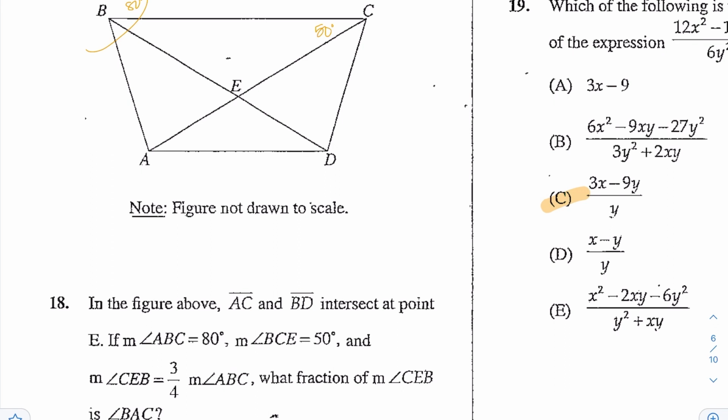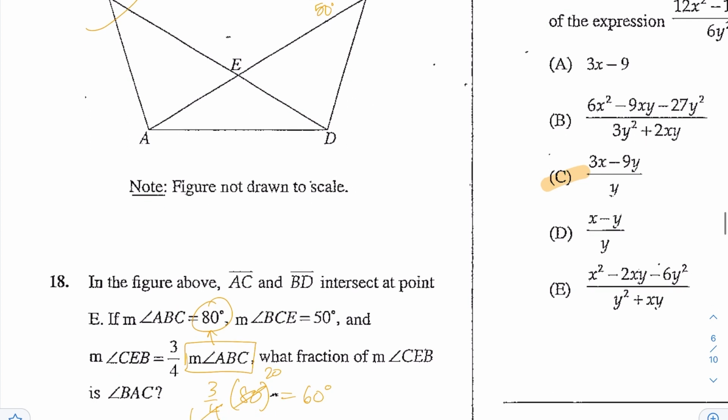All right, so the measure of angle ABC is 80. So we can replace this piece with 80. So 3/4 of 80 will be 60 degrees. The 80 and the 4 cancel to give a factor of 20. So then 20 times 3 is 60. So now the measure of angle CEB has to be 60 degrees.